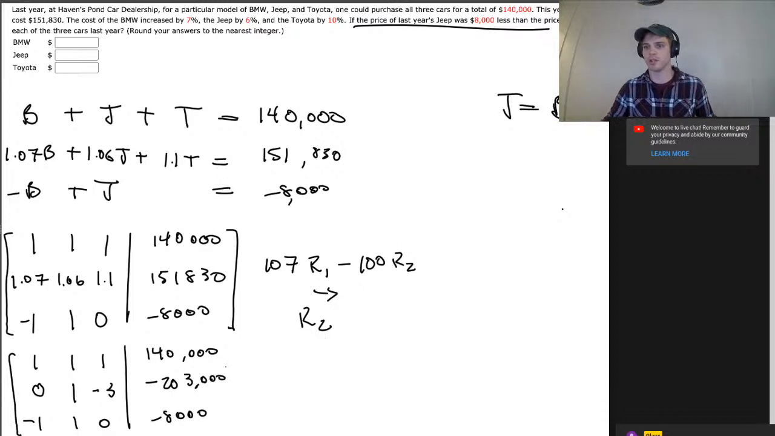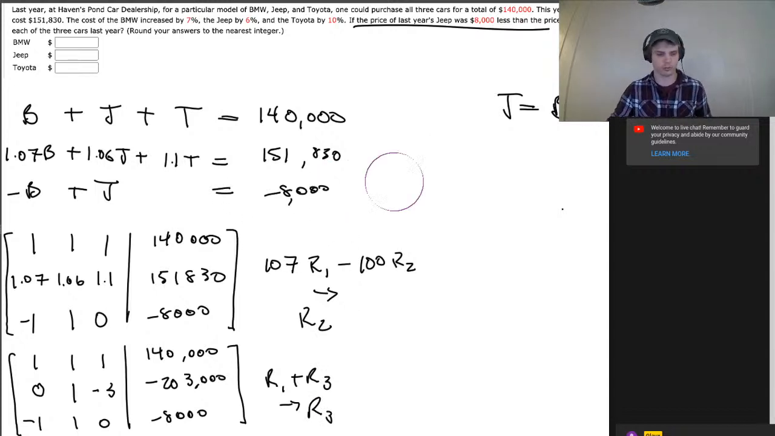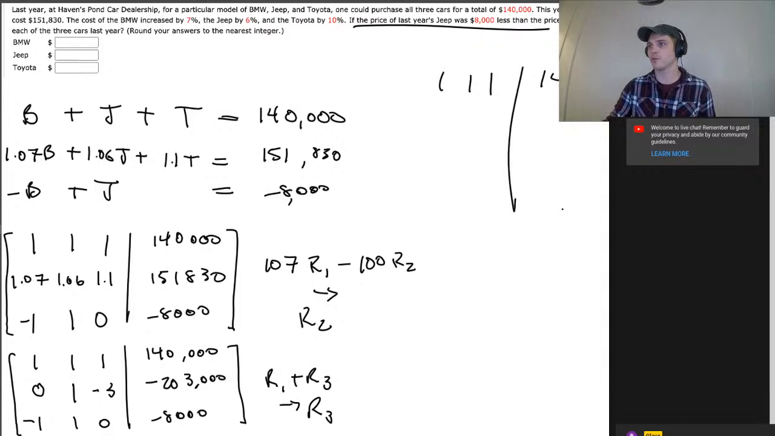Now to eliminate the negative 1 in row 3, we just add row 1 to row 3, and that's going to go into the new row 3. Okay, so row 1 plus row 3. Actually, let me copy the first 2 rows down. So we'll have 1, 1, 1, 1, 4, 0, 0, 0, 0. We'll have 0, 1, negative 3, negative 203, 0, 0, 0. And then, okay, so row 1 plus row 3, this gives us 0.